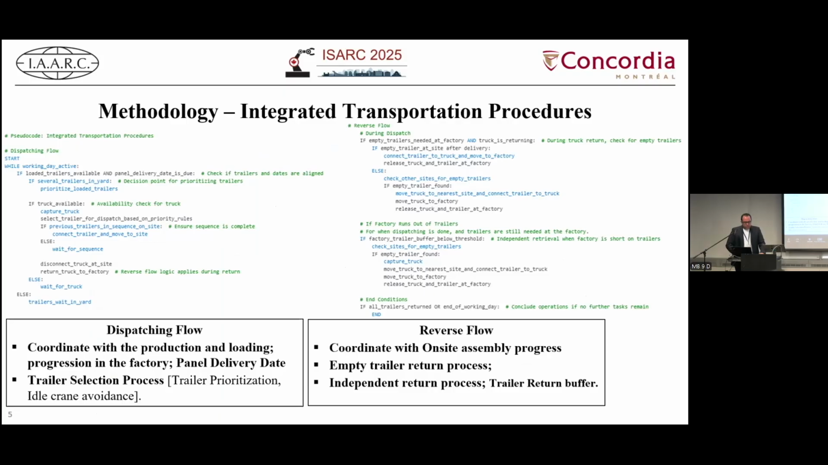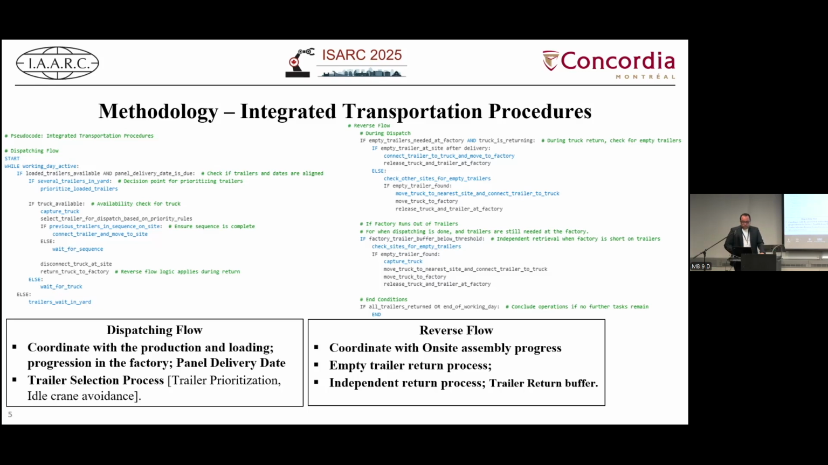So in the developed algorithm, we try to divide the transportation into two different flows. The flow from the factory to the site, which we call the dispatching flow, when we need to dispatch the panels to the site. And we have another flow, which we call the reverse flow, when we need to return the empty trailers from the site to the factory.